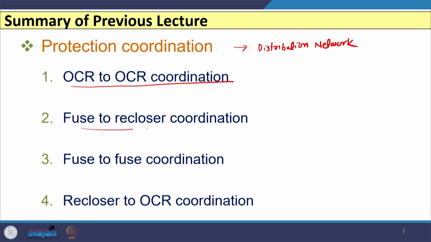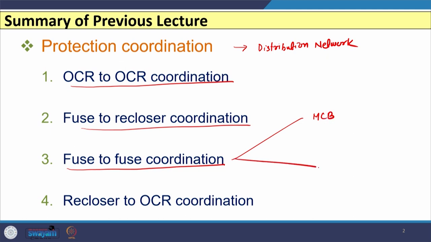Then the second is the coordination between fuse and recloser. The third is the coordination between two fuses, or sometimes, if I consider domestic consumers who utilize MCB, and maybe at a higher 415 volt 3 phase level the utility is using MCCB, then coordination between these two devices is also required. And last, the coordination between recloser and overcurrent relays is also required.